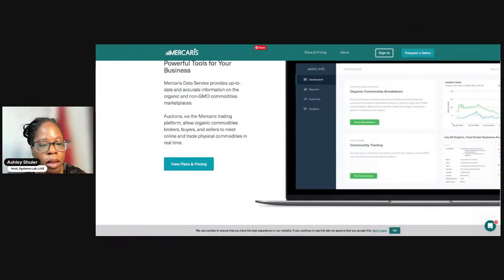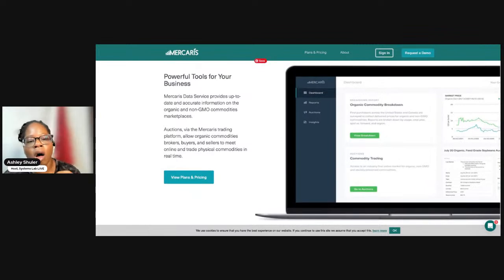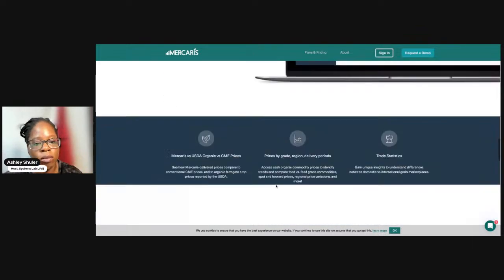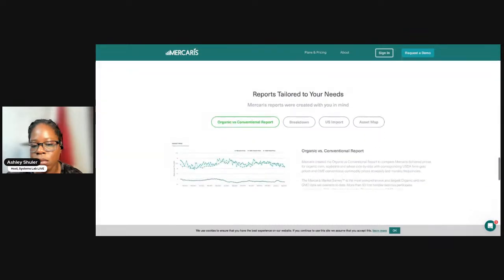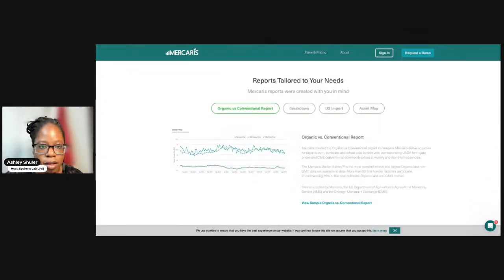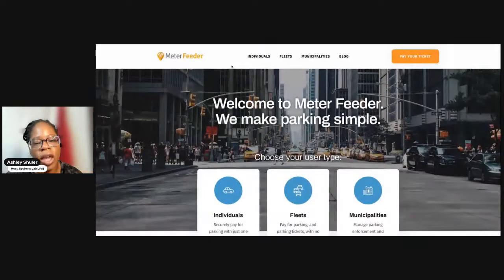Who knew? Auctions via the Macaris trading platform allow organic communities, brokers, buyers, and sellers to meet online and trade physical commodities in real time. Genius. Genius. All right, let's boogie to Meter Feeder.